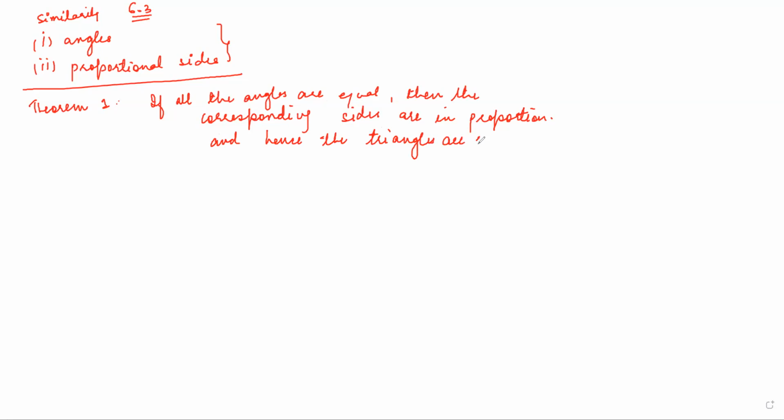So understood. See, angles were already equal, right, Abdullah? Angles were equal. Then the theorem says that if all the angles are equal, the corresponding sides are in proportion. So that means both the conditions are now satisfied. So the triangles will obviously be similar. And this criteria is called AAA criteria for similarity. All right.